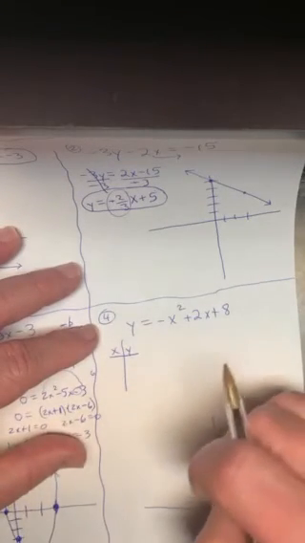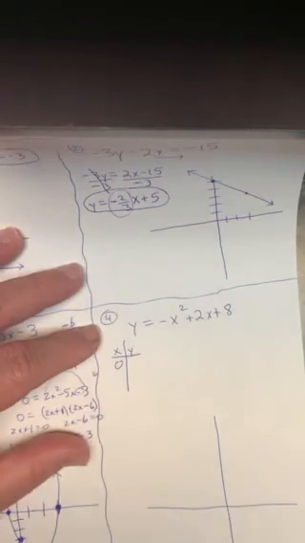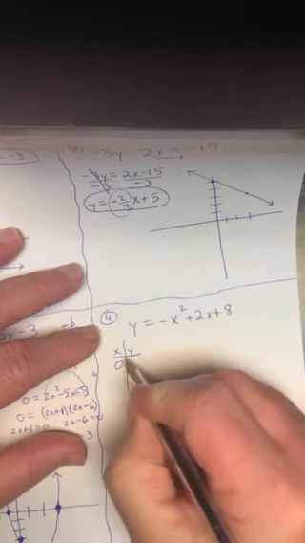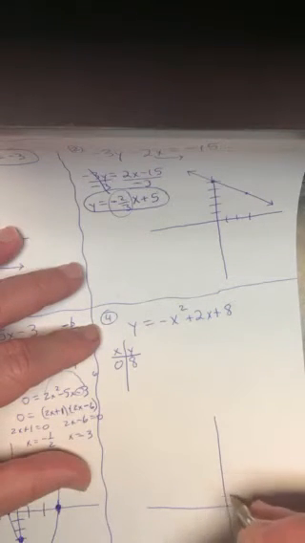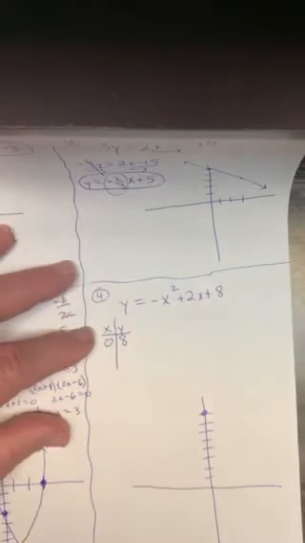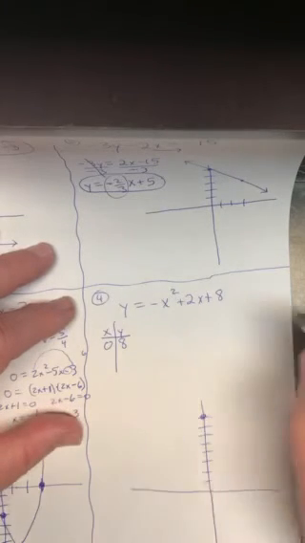Every time you draw a parabola, I want to know where does it touch the y-axis. Put 0 in for x. 0 squared is 0. 2 times 0 is 0, plus 8 gives me 8. So I'm going to go up 8 and put it out. There's my y-intercept. I wonder where the vertex is at.